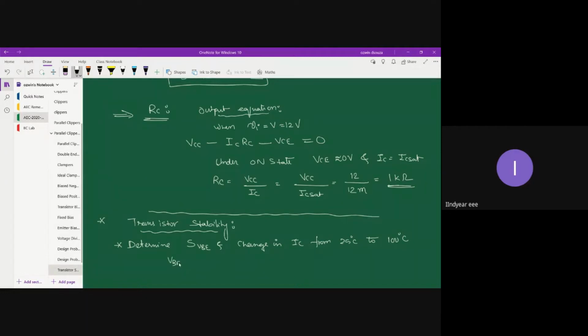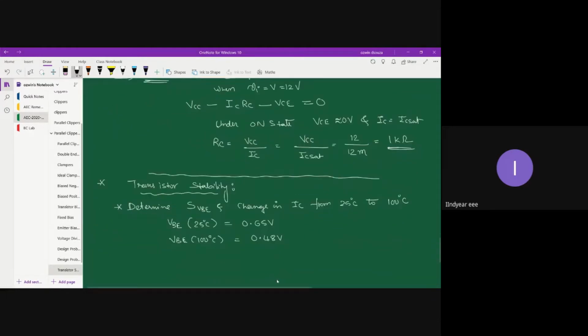with VBE at 25 degrees Celsius is equal to 0.65 volts and VBE at 100 degrees Celsius is equal to 0.48 volts. Okay, all right. So there are two temperatures, 25 degrees Celsius and 100 degrees Celsius. You know that VBE depends on the temperature value. As the temperature starts increasing, VBE starts reducing. So at 25 degrees Celsius, probably the room temperature, it is at 0.65 volts level. And when the temperature is increased to 100 degrees Celsius, the voltage has dropped to 0.48 volts.